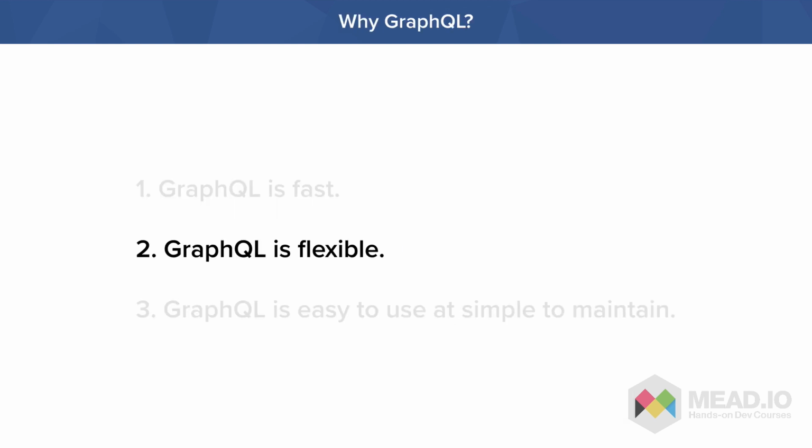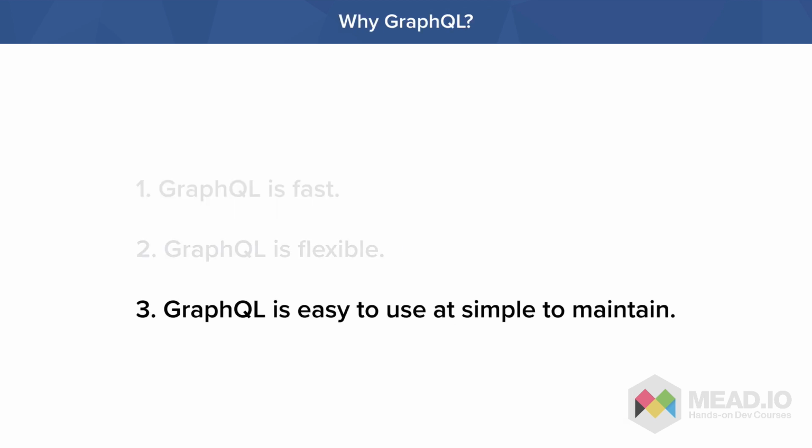So we saw that GraphQL was fast and flexible. GraphQL is also easy to use and simple to maintain. With a REST API, if the client needs different data, it typically requires us to add a new endpoint or change an existing one. Using a GraphQL API, though, the client just needs to change its query, making GraphQL APIs much simpler to maintain in my own personal opinion and experience.